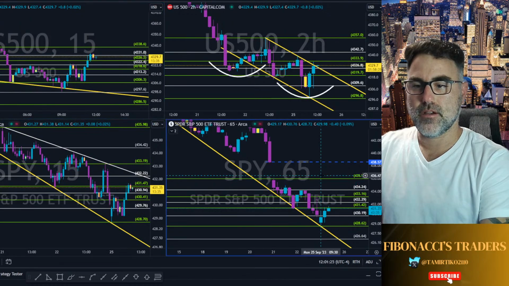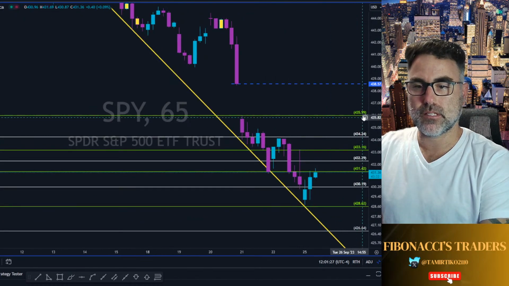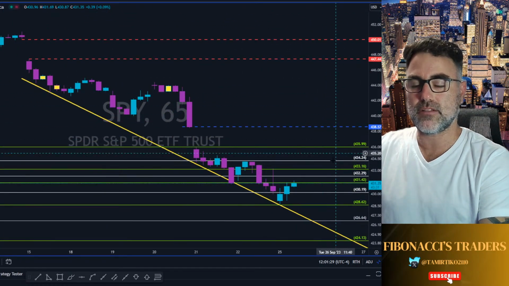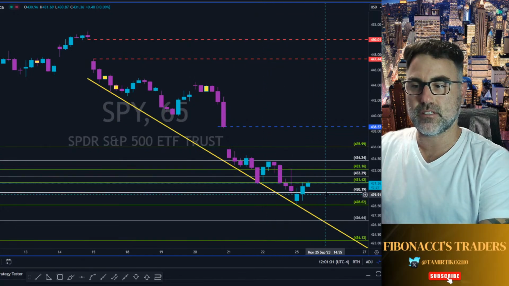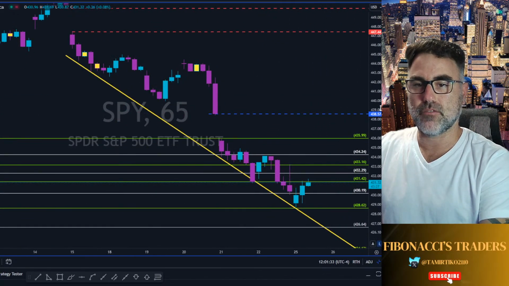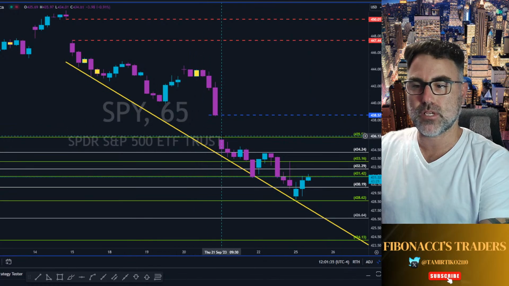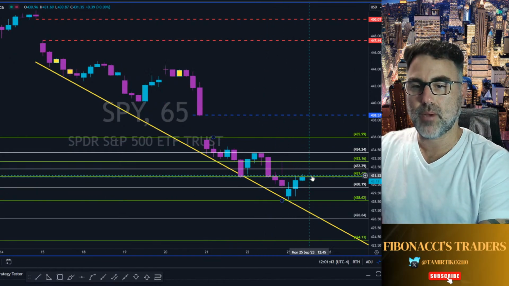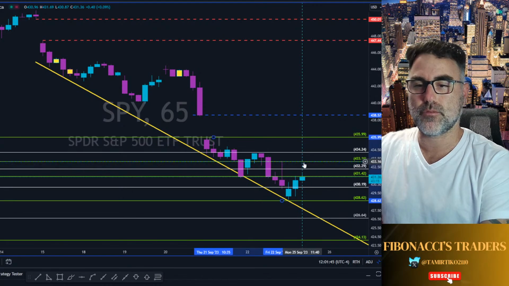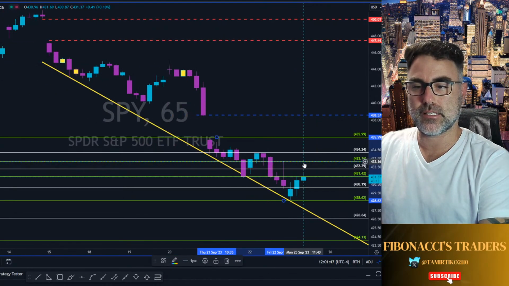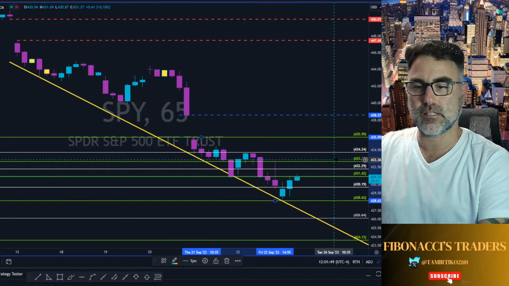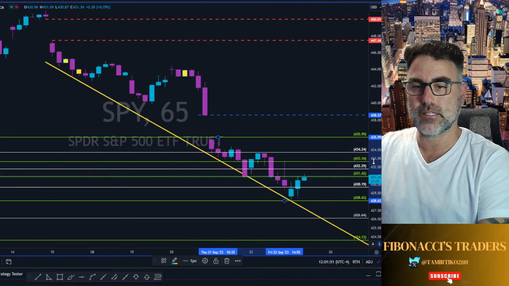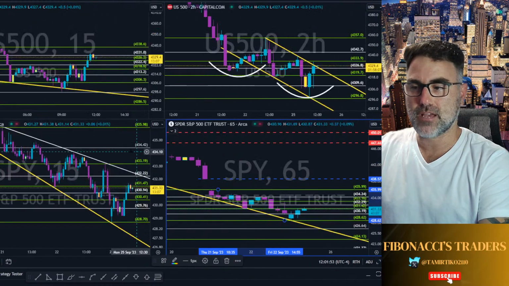We have here SPY 65. Why use the 65 and not the 60? Because 65, 6 candles of 65 minutes gives us a full daily candle. And as we can see, since Thursday's highs, gap to the downside towards today's lows. Now let's see a bounce towards the 43.16. 43.16 will become a very tough resistance because it's also the 618 Fibonacci level.